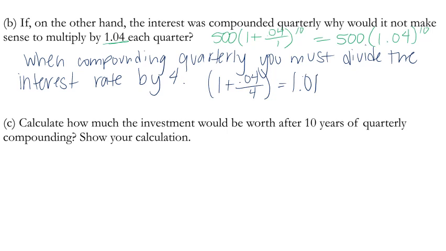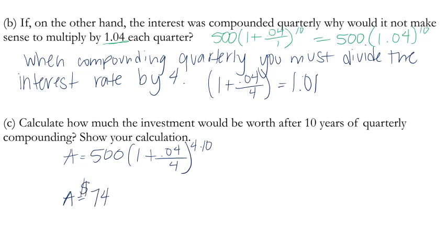Okay, last question here. Calculate how much the investment should be worth after 10 years of quarterly compounding. So after 10 years of quarterly compounding, we would use the same equation. A is equal to 500 times 1 plus 0.04 divided by 4, raised to the, we have 10 years of quarterly compounding, so 4 times 10. Okay, if you plug that in, we would have A is equal to $744.43.